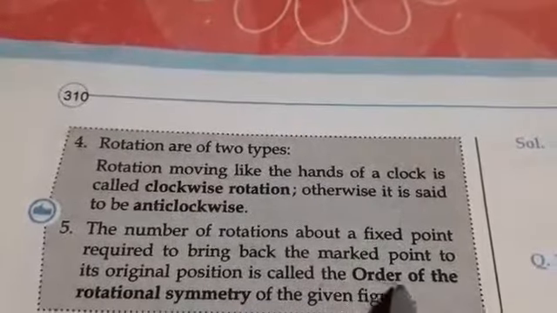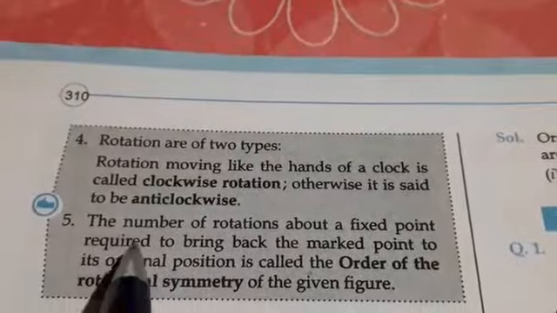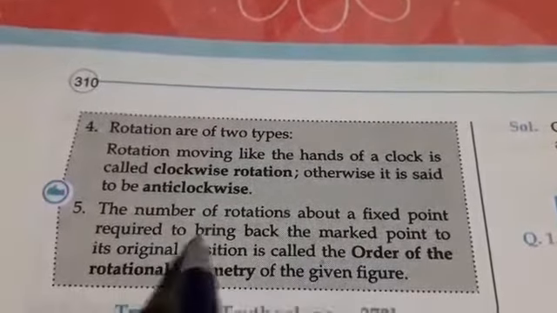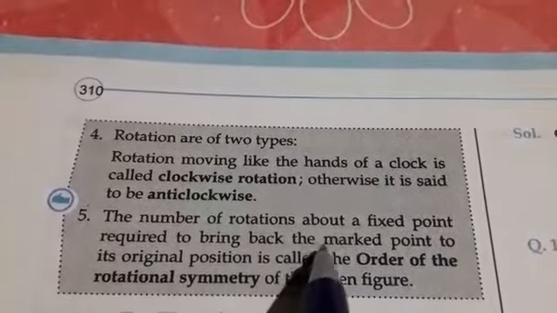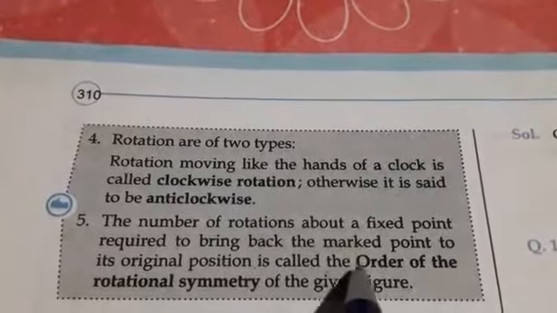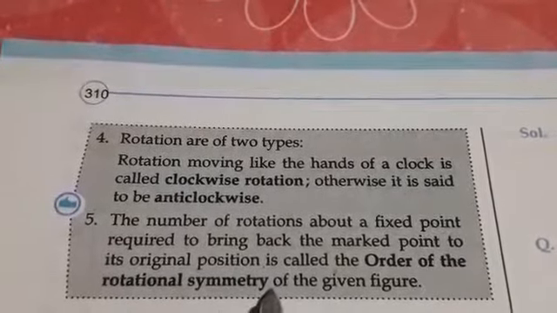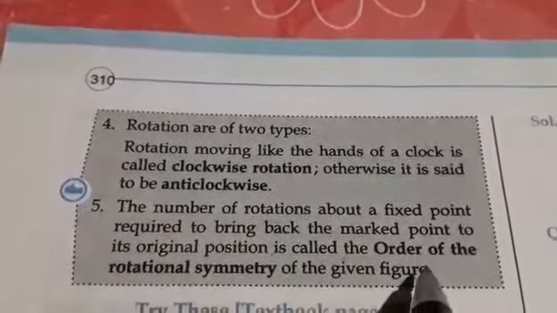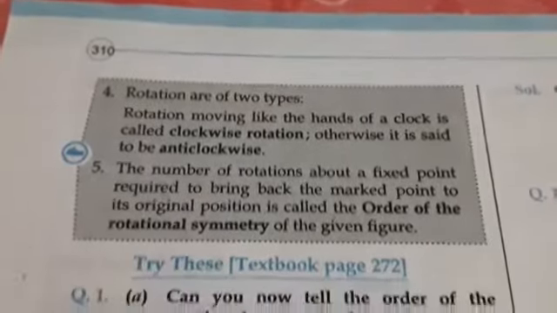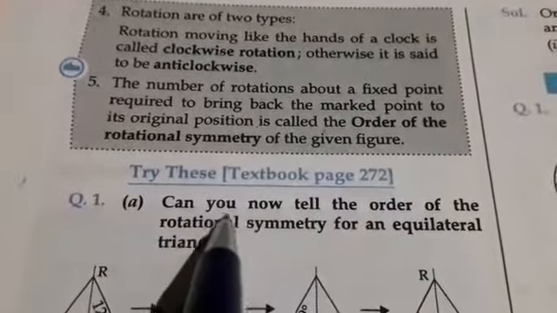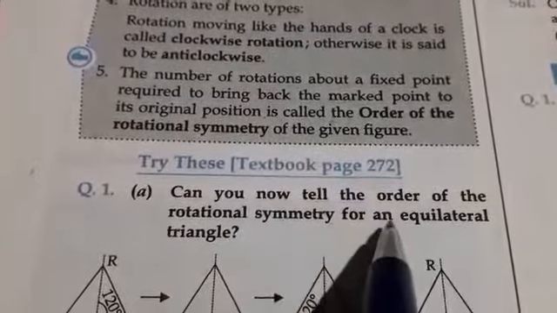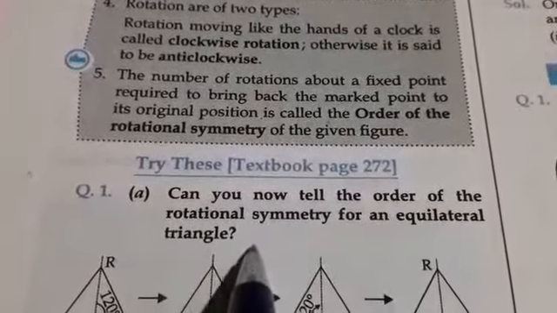Now we know about the order of rotational symmetry. The number of rotations about a fixed point required to bring back the marked point to its original position is called the order of the rotational symmetry of the given figure. Now we see some examples to know all the points. Question number one is, can you now tell the order of the rotational symmetry for an equilateral triangle?